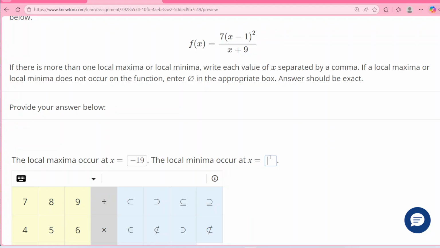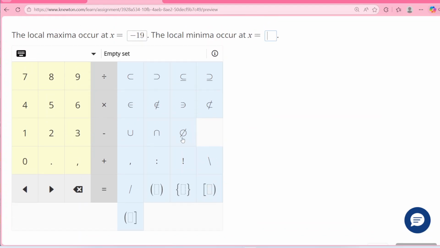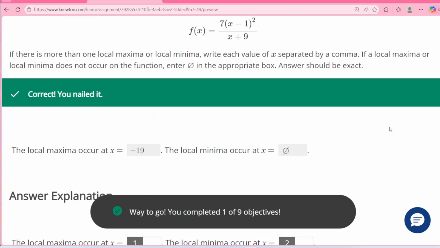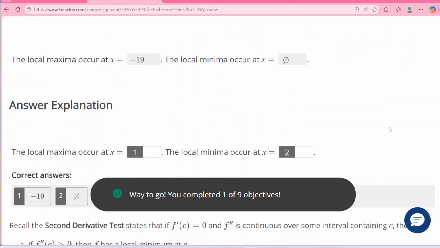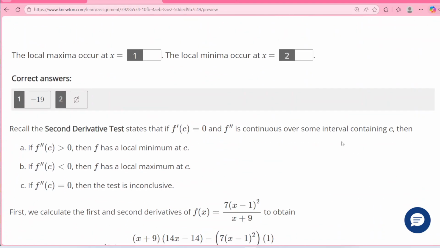So in this interval, local max at x equals negative 19, and there was no other critical value, right? There was no other critical value in that interval. So no local minimum. So put that little empty set symbol in that box there, and that should be good. All right, so that objective's done with the algebraic functions using the second derivative test.